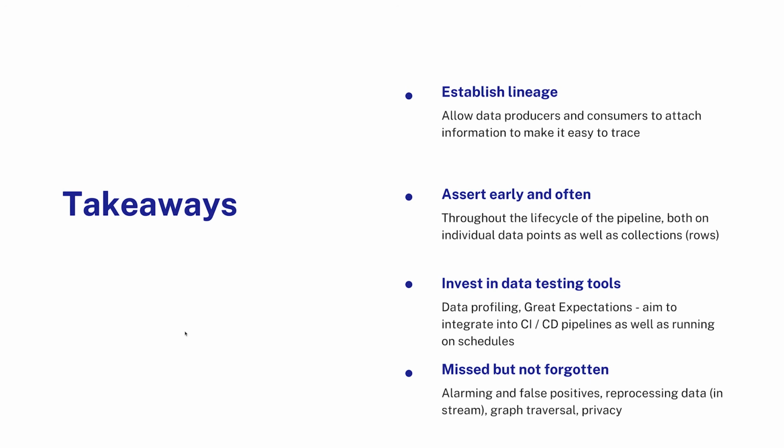And finally, there's a few things I haven't had an opportunity to talk about in this talk, but missed but not forgotten. So things like alarming and false positives. It's great to have data quality checks here, but unless there's alarms and unless they're going to the right people, it's very hard to do things about these alarms. And also false positives, you want to be reasonably conservative, because if you're raising too many of these alerts, they tend to just kind of blend into the background. Reprocessing data, so how we do that, how we think about data pipelines and data quality checks as a graph rather than necessarily a linear process.